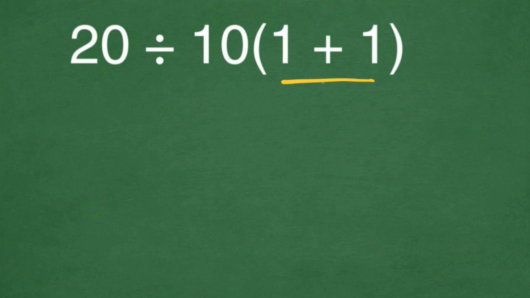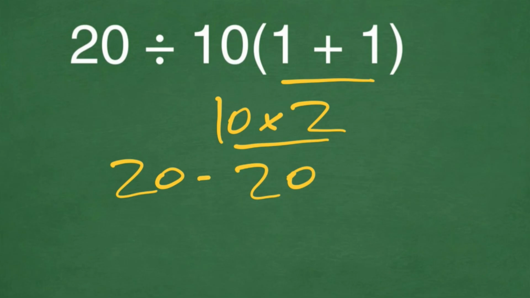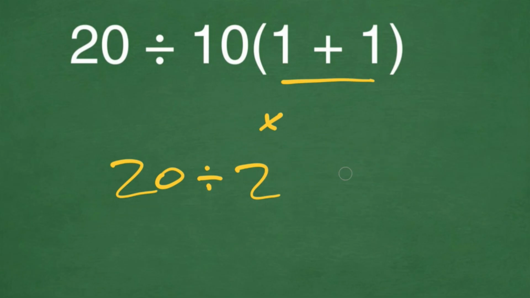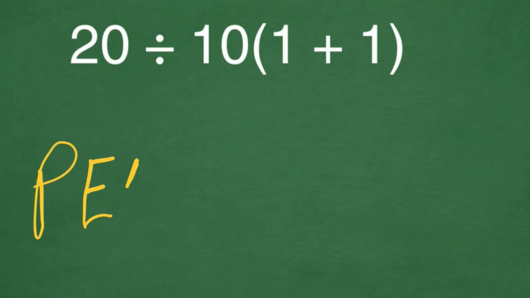1 plus 1 gives us 2, and 10 times 2 is equal to 20, and then 20 divided by 20 is just 1. But this answer is not correct, because according to the order of operation, PEMDAS, here we have the order of operation.